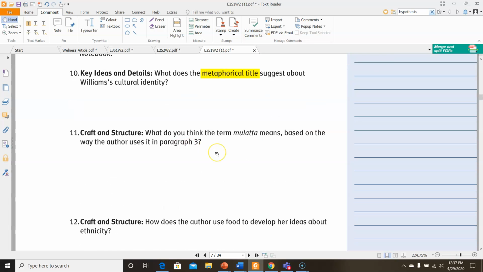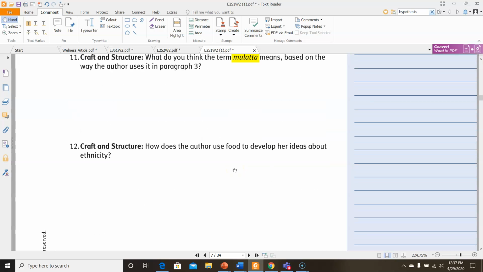For number 11, it says, what do you think the term mulata means based on the way the author uses it in paragraph 3? So you're going to have to go back to paragraph 3 and find the word mulata, and then explain what you think it means based on the author's usage. For number 12, it says, how does the author use food to develop her ideas about ethnicity? So think about what I was explaining before about the different kinds of foods and how she's using it to compare it to herself, and then explain how she uses that to develop her ideas.